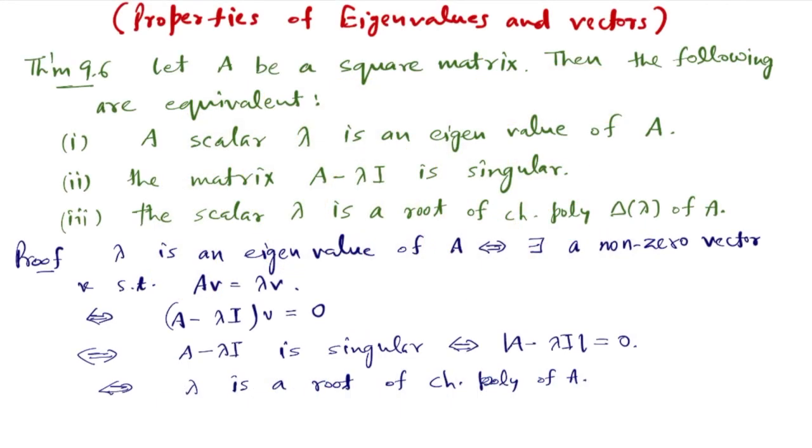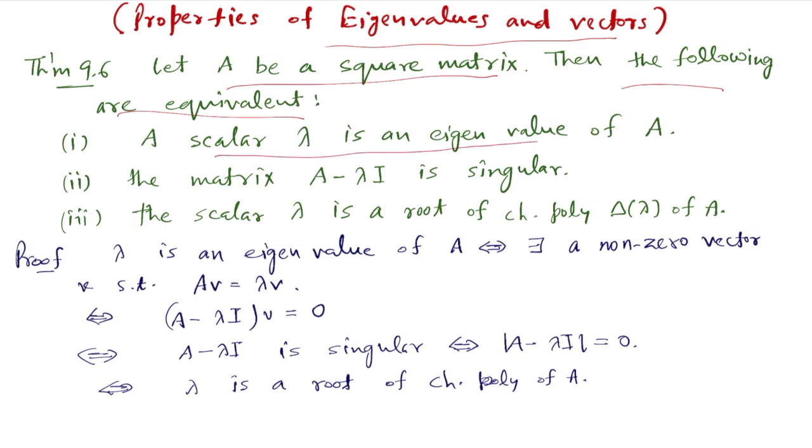In this video, we shall see some properties of eigenvalues and vectors. First result says that if A is a square matrix, then the following are equivalent. First is that scalar lambda is an eigenvalue of A. Second statement is that the matrix A minus lambda I is singular. And the third statement is that the scalar lambda is a root of characteristic polynomial delta lambda of A. So we have to show that these three conditions are equivalent.